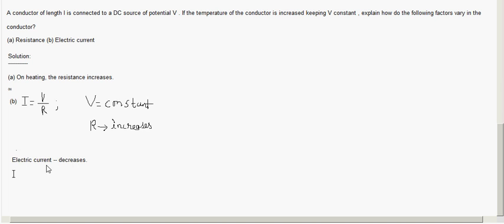This is how the different factors vary. Resistance increases because R is increasing, current will reduce. We have I is V by R. So resistance increases means the numerator is constant. Keeping the numerator constant, if you increase the denominator, your I will reduce. The current in a circuit reduces or decreases.